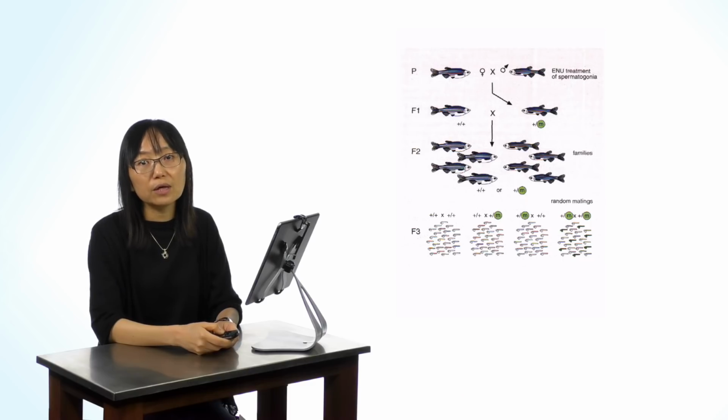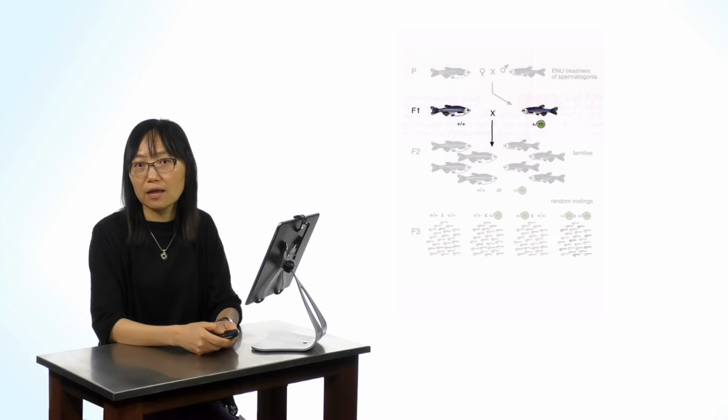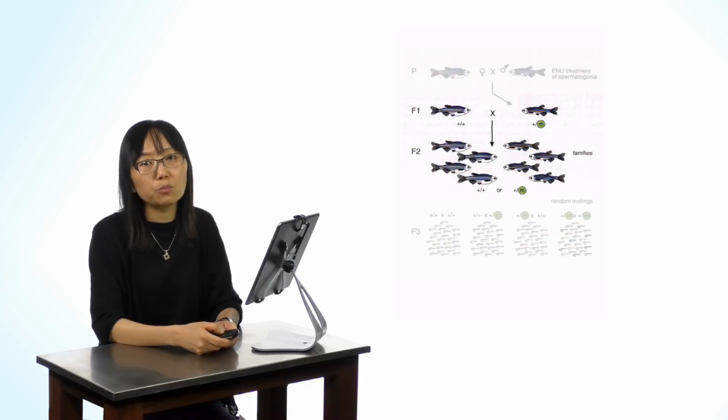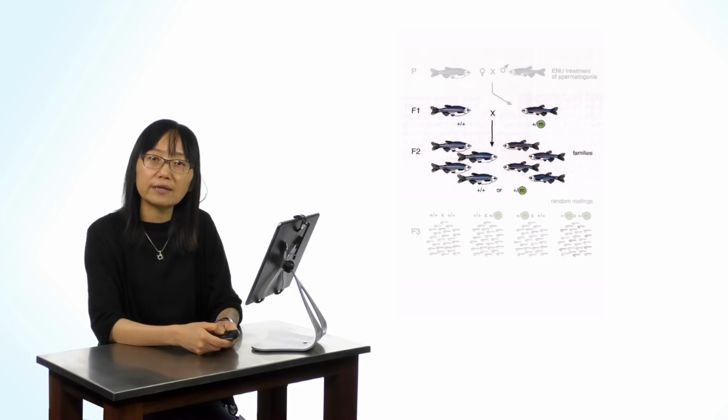For recessive mutations, we need to breed them to homozygosity to see the phenotype. What we need to do is to cross the heterozygous F1 fish to a wild-type fish. Half of their progeny will be wild-type, and the other half will inherit the mutant allele.